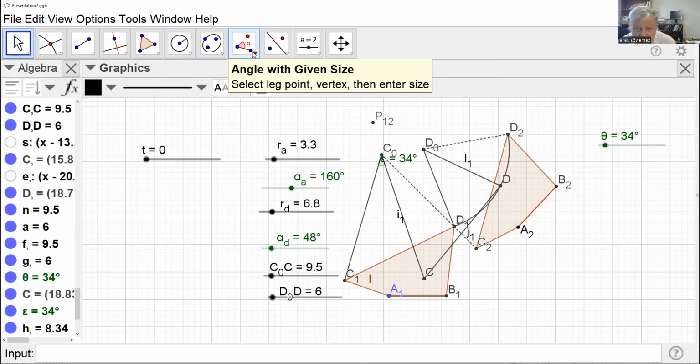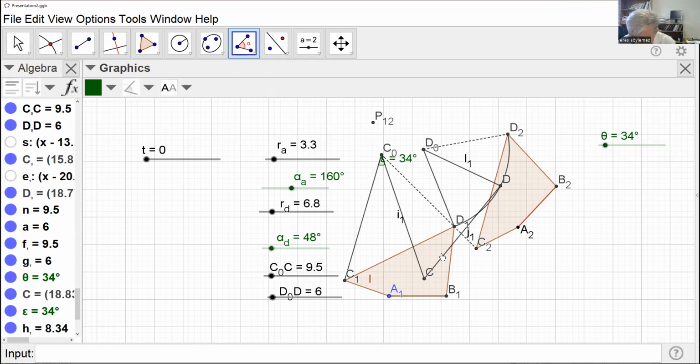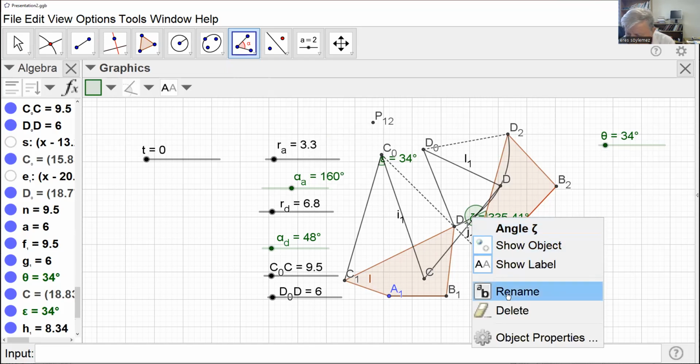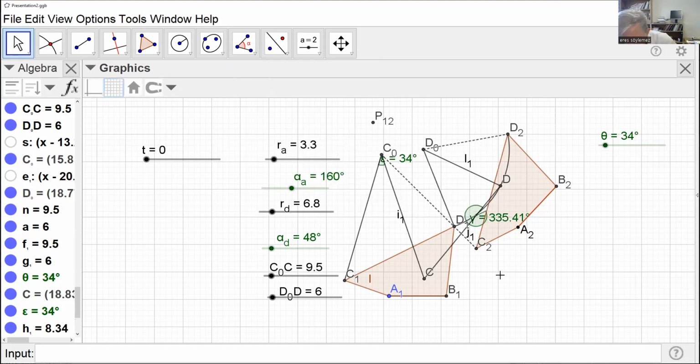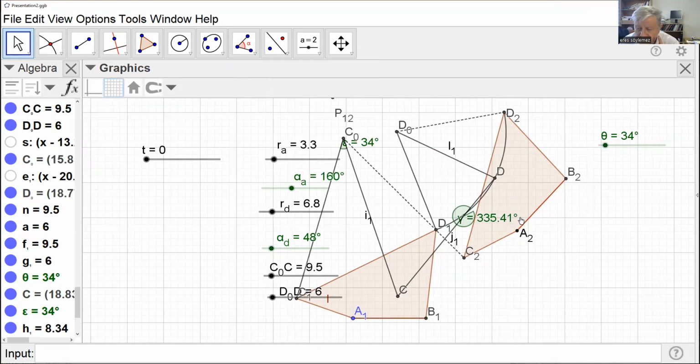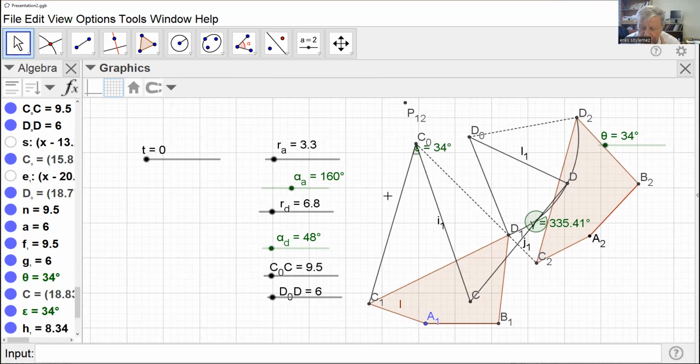So what I will do is determine the angle between this line and this line. This is psi, 335.41 degrees. Rename that psi. I don't know how to write it, so I will rename it as gamma. Now this is what I'm going to do. Please follow me.